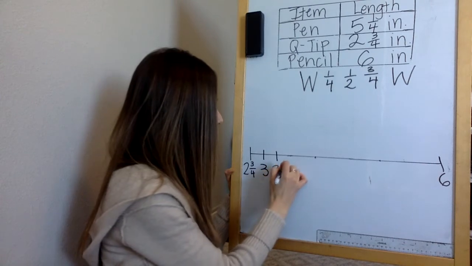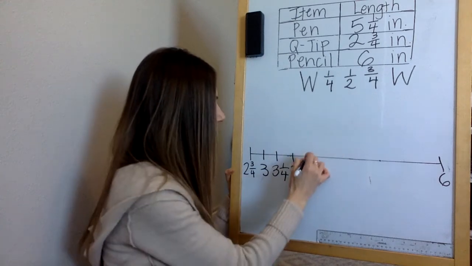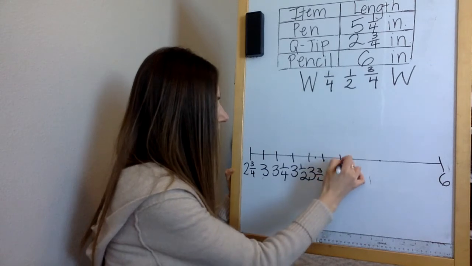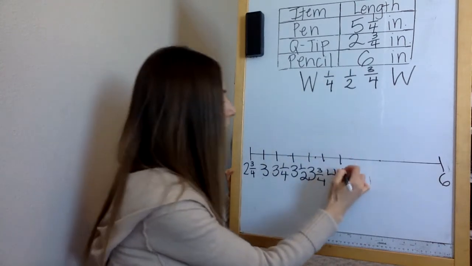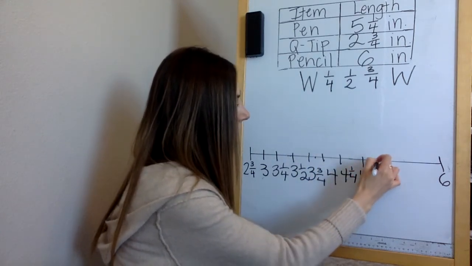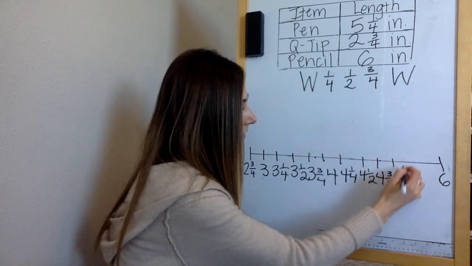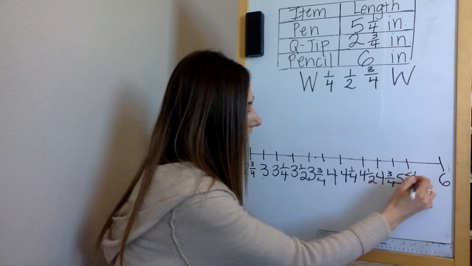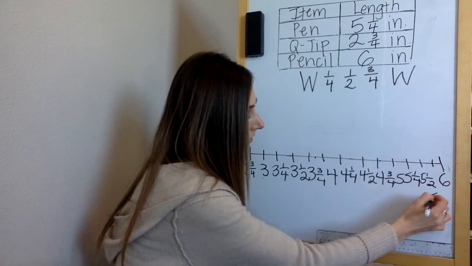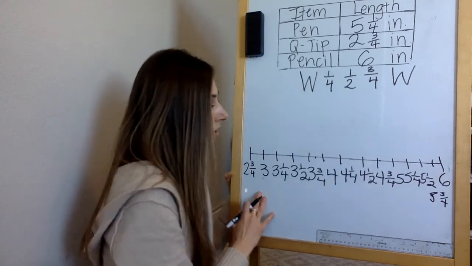3 1/4, 3 1/2, 3 3/4, 4, 4 1/4, 4 1/2, 4 3/4, 5. I have to make it a little small. 5 1/4, 5 1/2. You know that's 5 3/4, and then 6. Okay, so there's my scale.